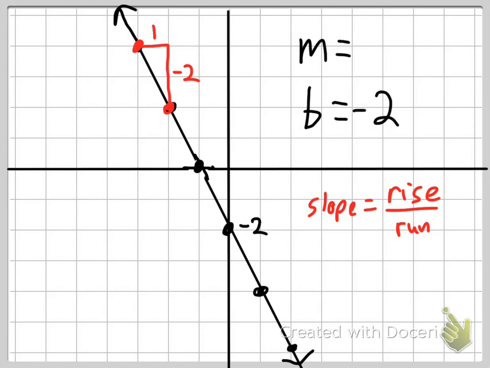So for our slope, it's going to be rise over run. So that's going to be negative 2 divided by 1. Well, we can simplify that into just negative 2. If it's a fraction like 1 over 2, leave it, but because it's divided by 1, we can just make it the integer that it is.